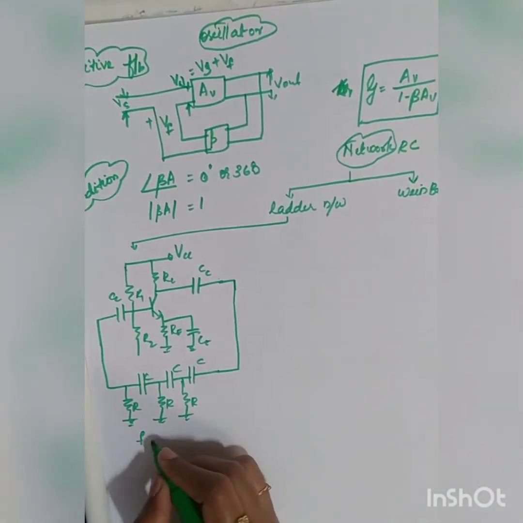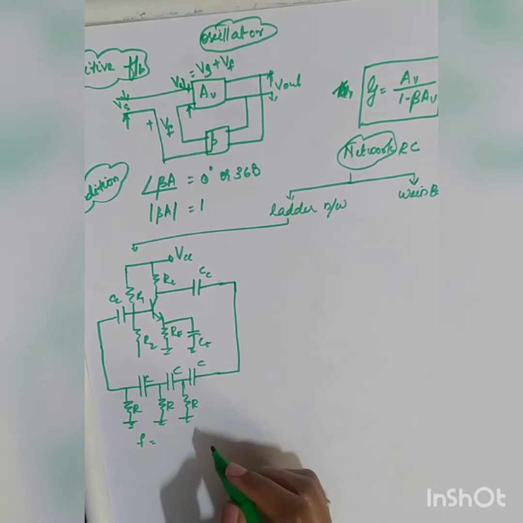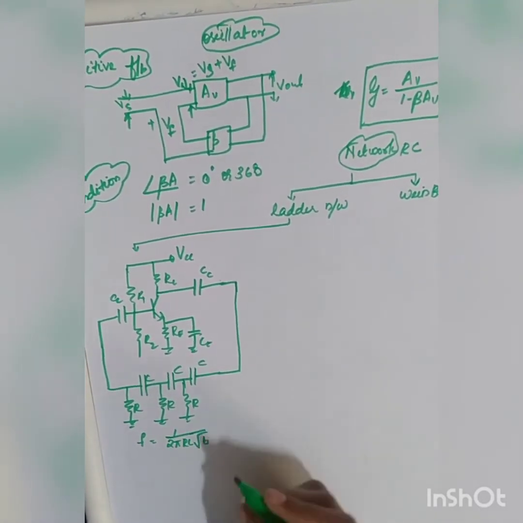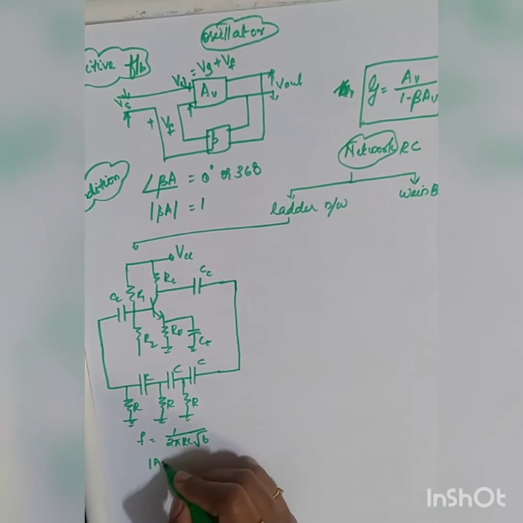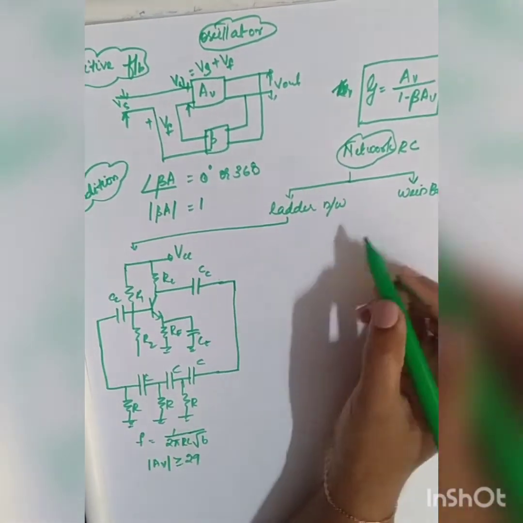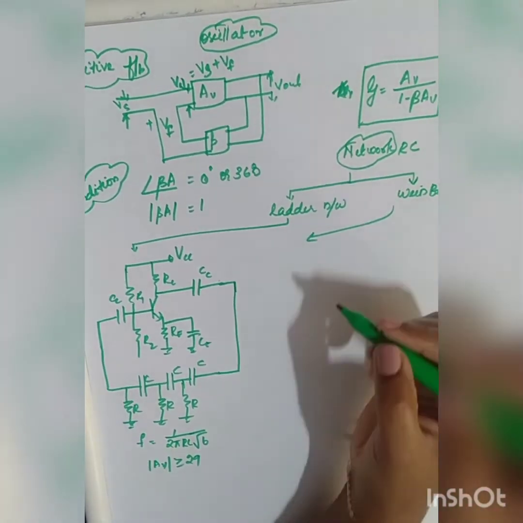So what is your frequency value here? F is equal to 1 by 2 pi RC into root 6. What should be the magnitude of AV? Should be greater than or equal to 29. Okay. Second one was your Wien bridge oscillator.